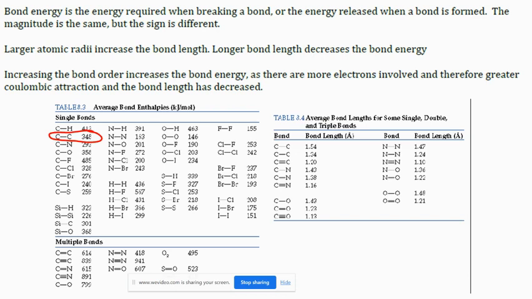So you can see if I just have one bond, that's 348. If I have multiple bonds, though, 614, 839. So the potential energy increases as we increase those bonds. Nitrogen's also given here, so 163 for the enthalpy, and then here, nitrogen double and then triple bonded.